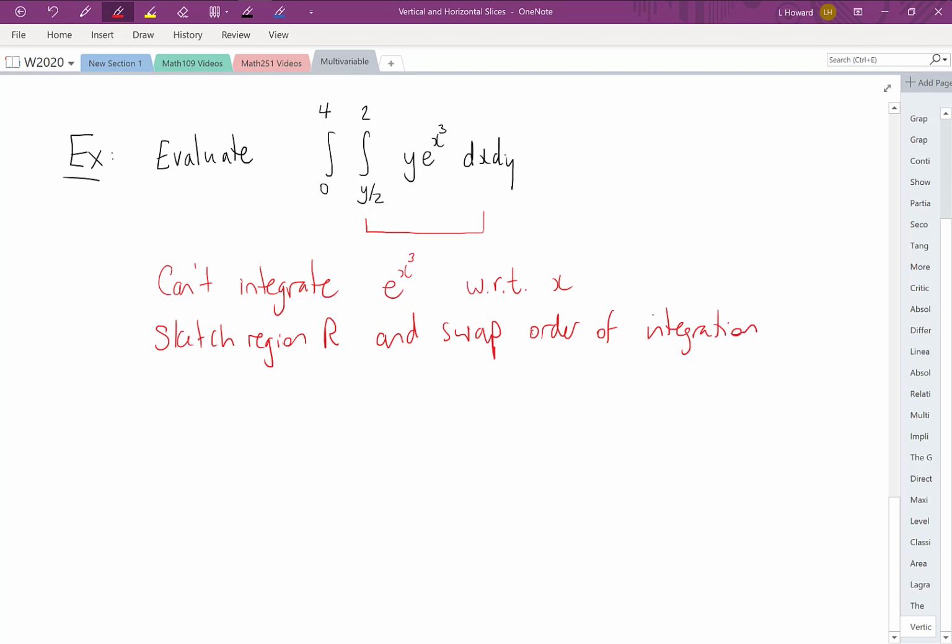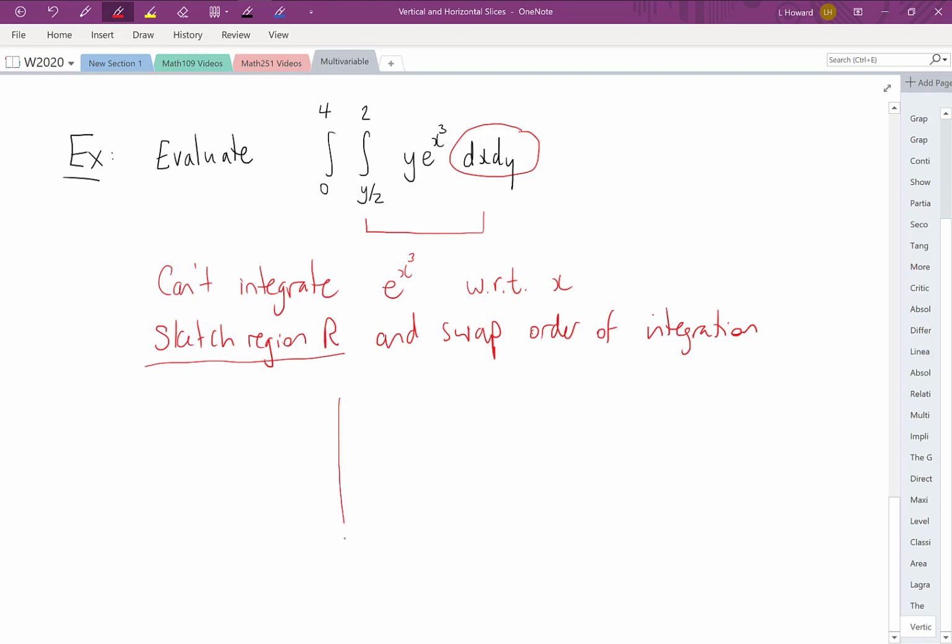Because right now this problem is set up with the order dx dy, which means it was set up using horizontal slices. But if we draw a region R and we reimagine this using vertical slices, it's possible that the actual integration process will become easier. Okay, so let's draw a picture and see what's happening here.